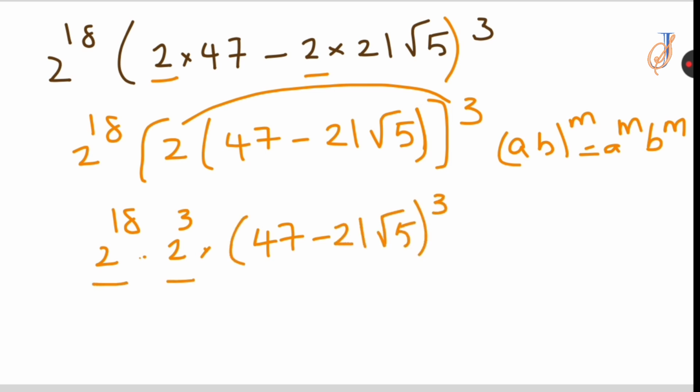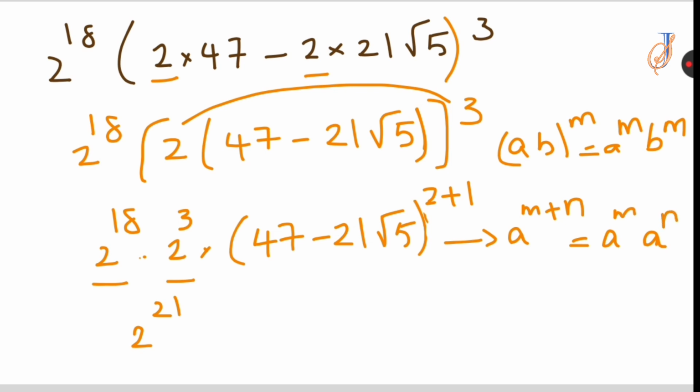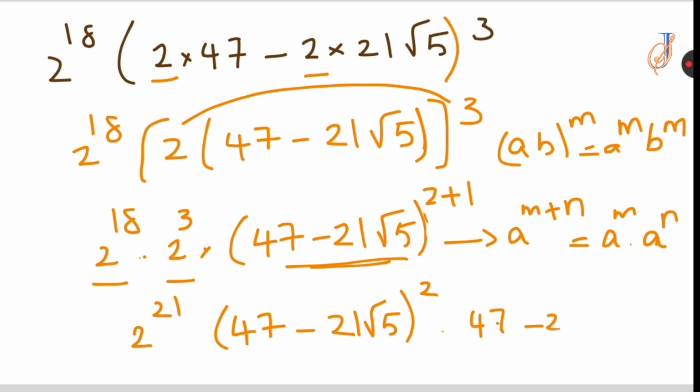Here bases are same, so we can add exponents, that is 2 raised to the power of 18 plus 3 which gives 21. And now here again this 3 we can write as 2 plus 1. So it is in the form of a raised to the power of m plus n. When the bases are same we can add the exponents. Use that property here. So this term we can write as (47 minus 21 root 5) whole raised to the power of 2 times (47 minus 21 root 5) whole raised to the power of 1.